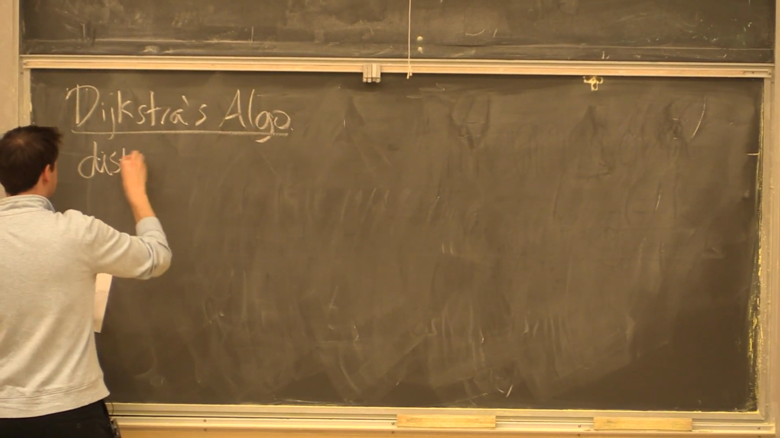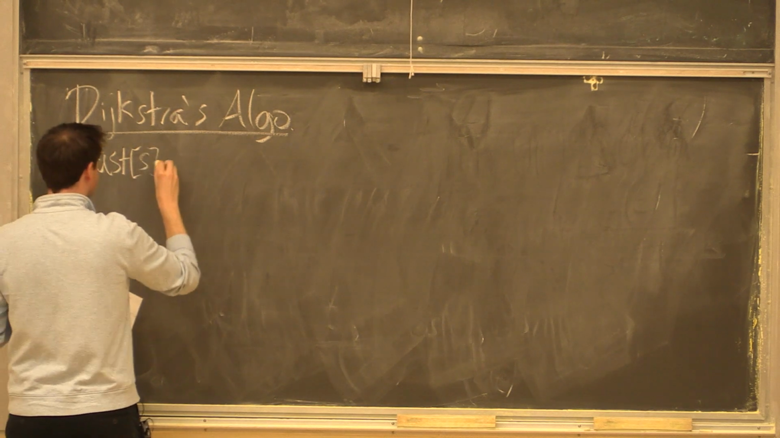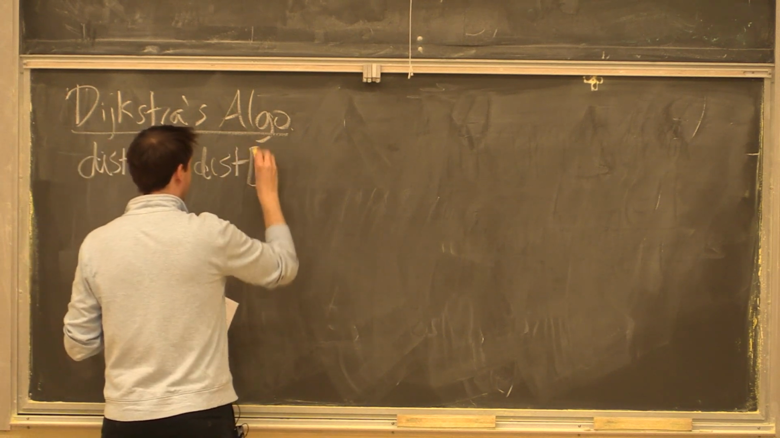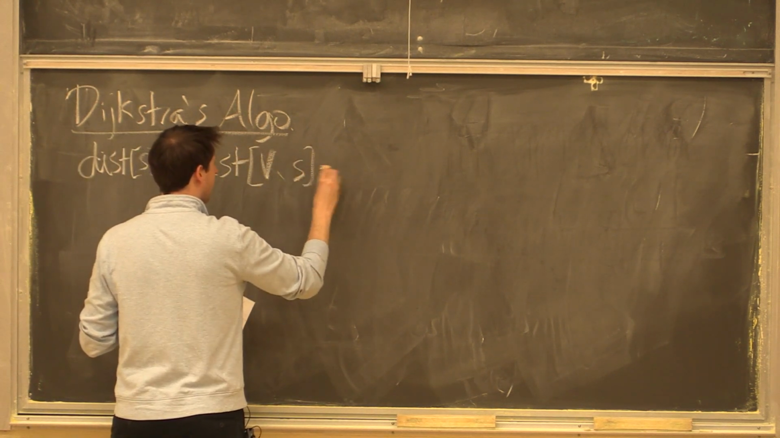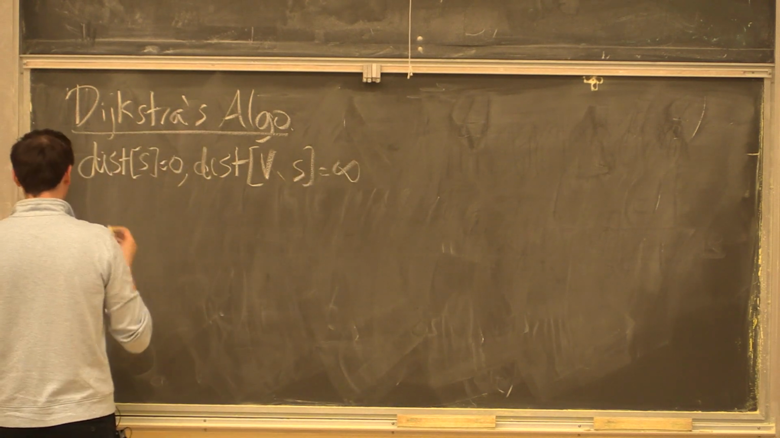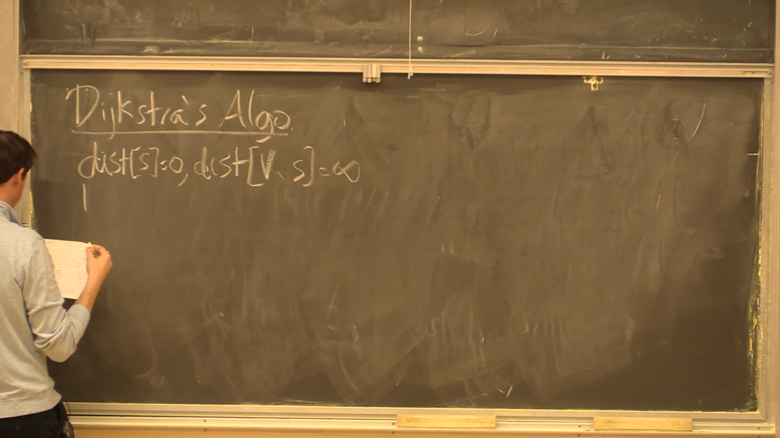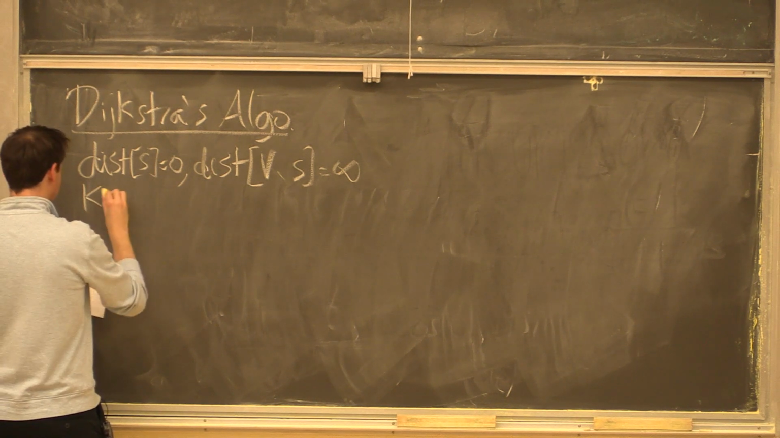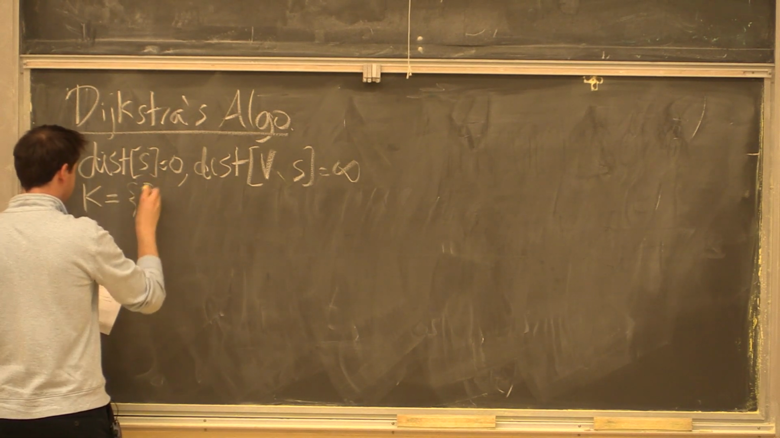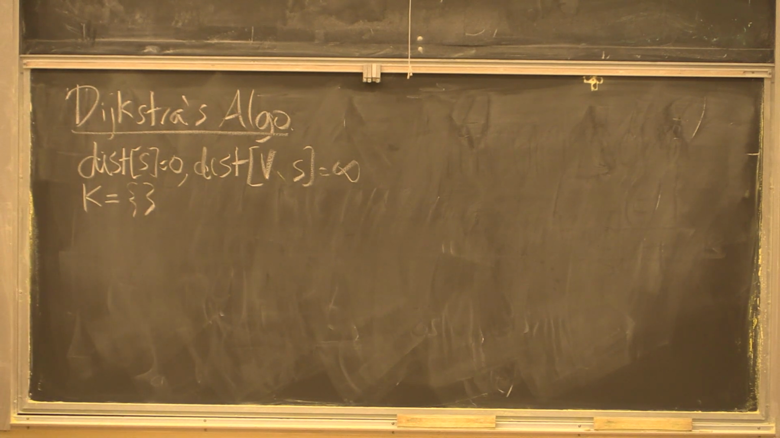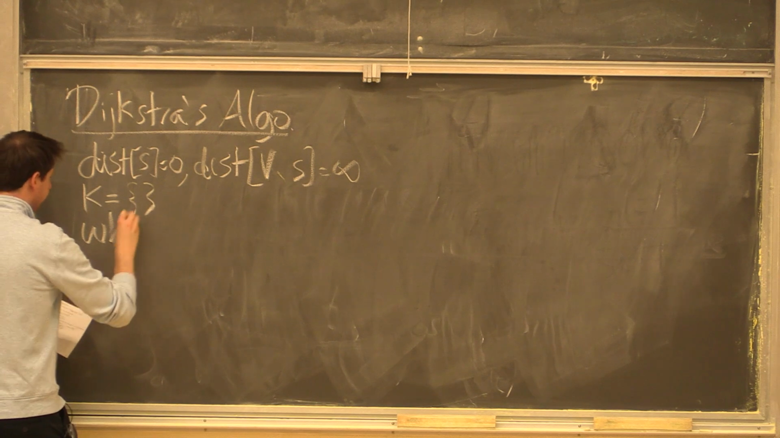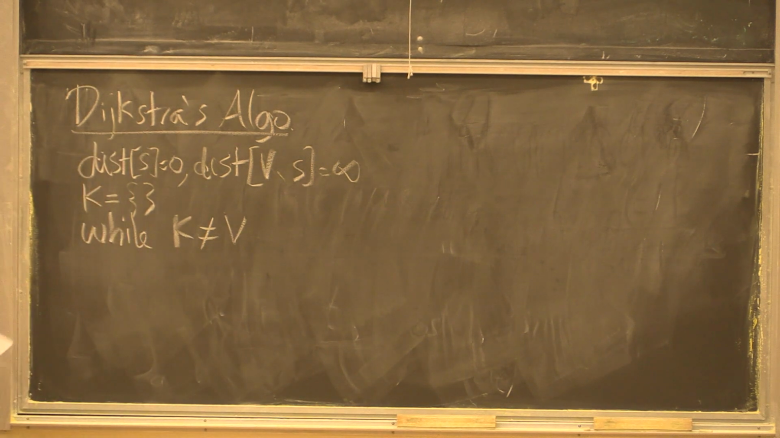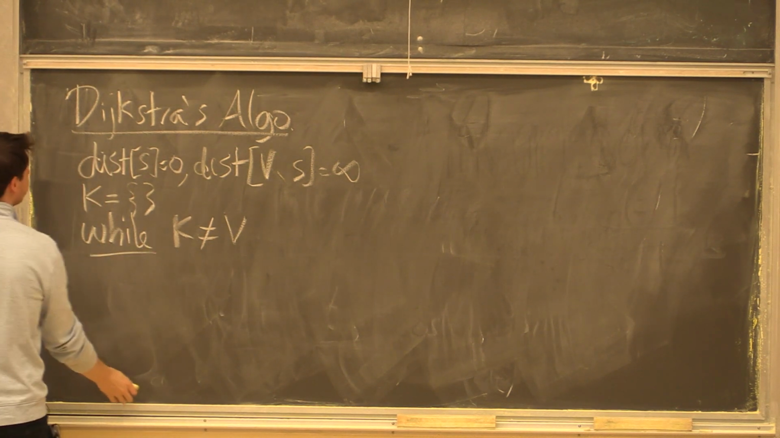So in the algorithm, we're going to start out by putting the estimate for S to be 0, and we're going to put the estimates for everything else to be infinite. We're going to start out our known region to be either S, or in fact, in this case, it's easier to think about it as empty. And while the known region is not everything, we're going to do something. What is that something?